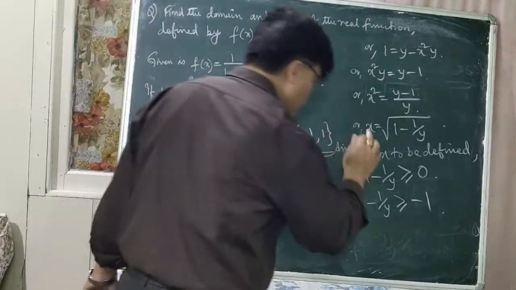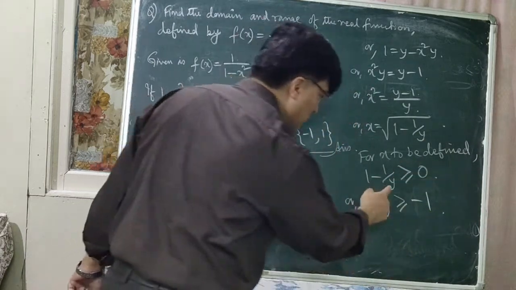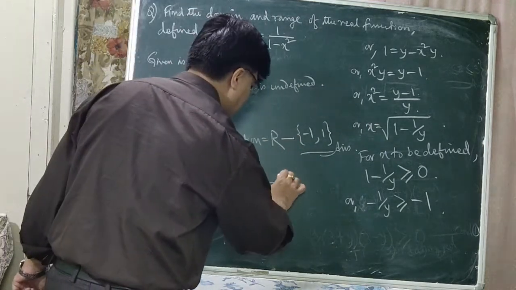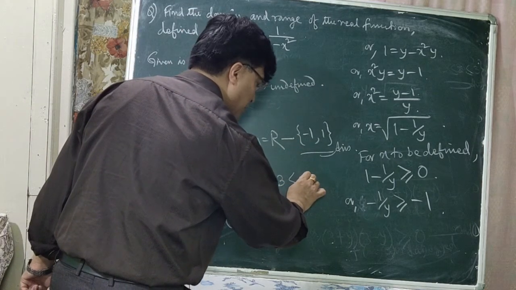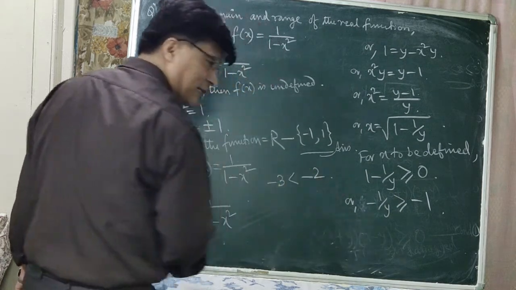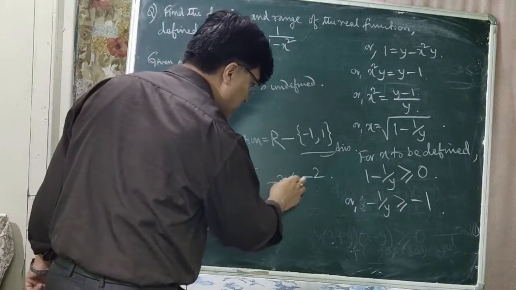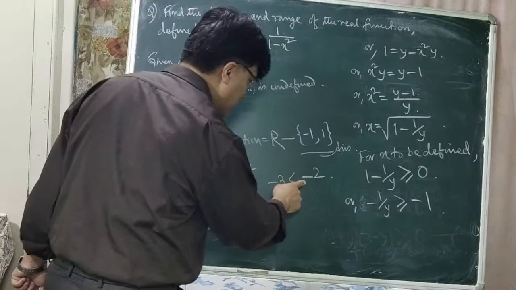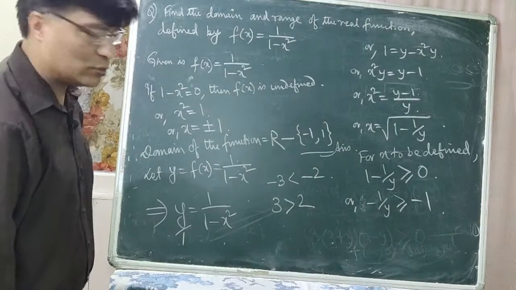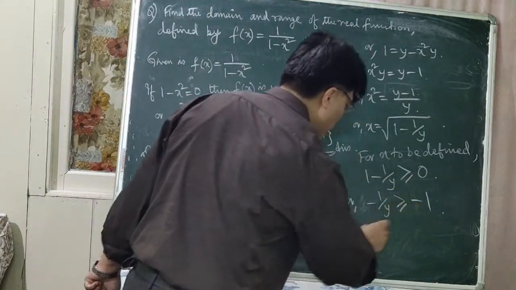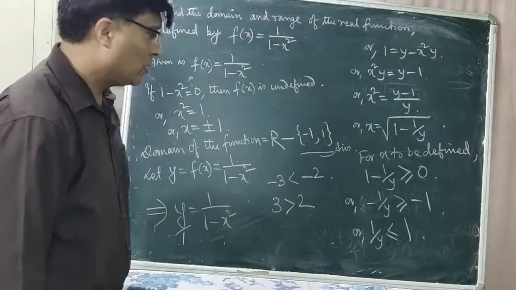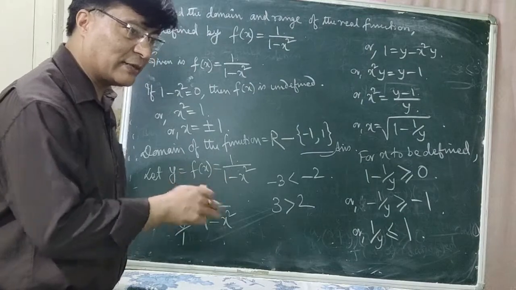Okay, so if you change this minus into positive, this greater than becomes less than. You know that, isn't it? Suppose you have minus 3 is less than minus 2. You know that, isn't it? Minus 3 is less than minus 2, right? So if you change this minus sign into positive sign, it will be 3, and this less than becomes greater than 2. 3 is greater than 2. Okay, similarly if you change this minus to positive, it will be 1 by y less than or equal to 1. And if you invert both the sides, this less than becomes greater than.